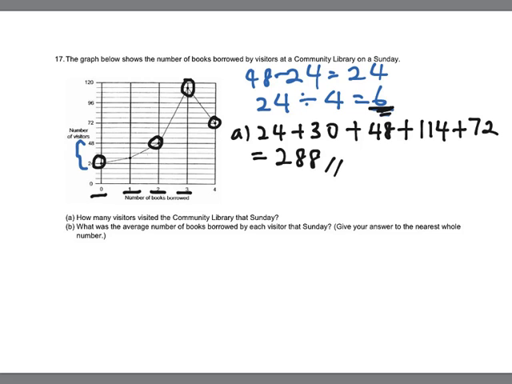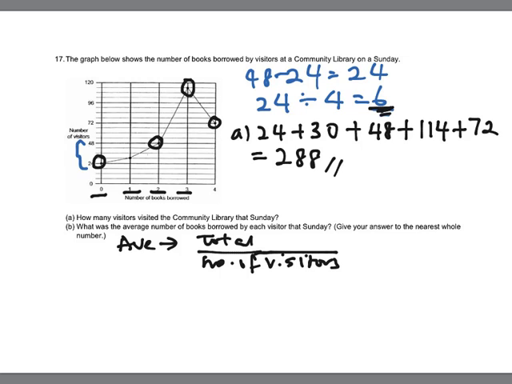That's for part A. Now part B, the question is, what was the average number of books borrowed by each visitor that Sunday? Give your answer to the nearest whole number. Clue, that means it's going to be having a decimal, right? Now, number of average, to find average, let's write out the formula first. To find average, I need the total number of books divided by the number of visitors, right?